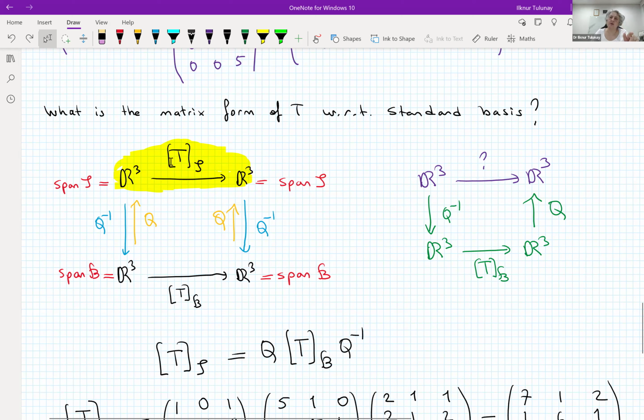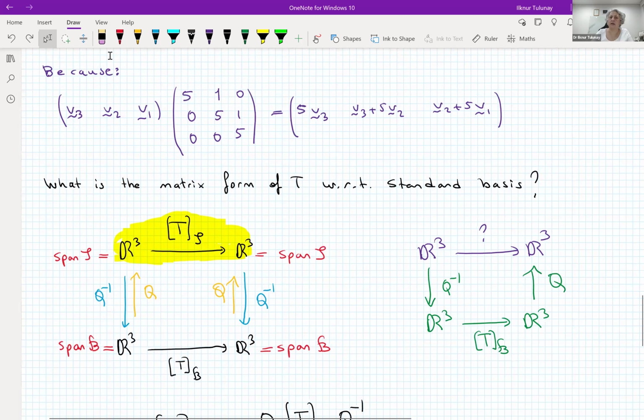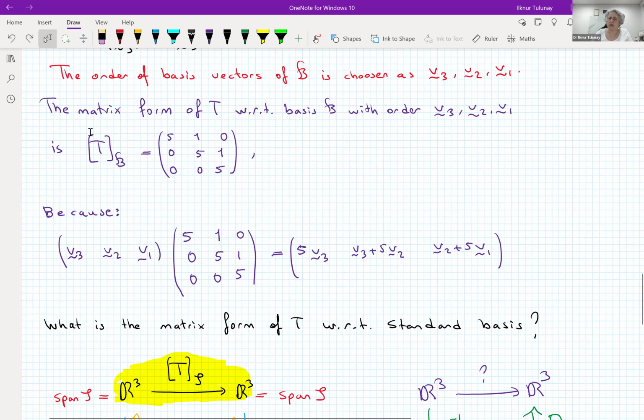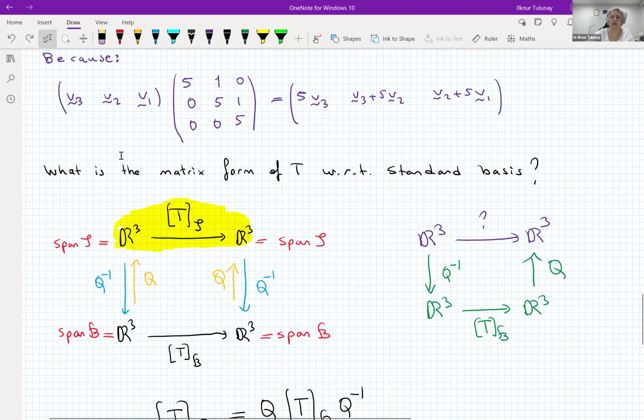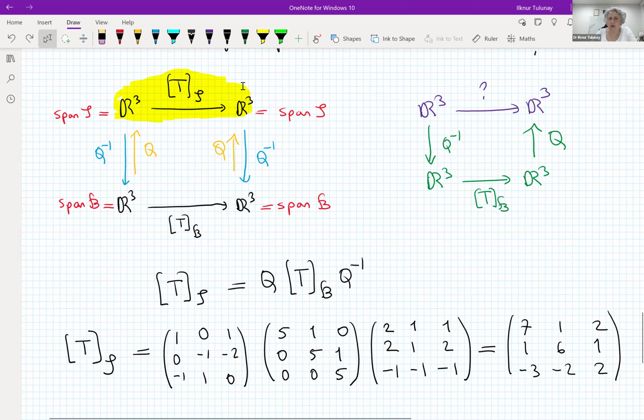But the same transformation we can define from another basis, because R3 has another basis B. From basis B to the basis B, we have another linear transformation, and we denote this matrix transformation by T subscript B. Right? We calculated this one just before. This is what we calculated. This is the matrix form of the linear transformation T with respect to the basis B. It's given to us, it's been computed. Now our aim is to find out this yellow highlighted place.